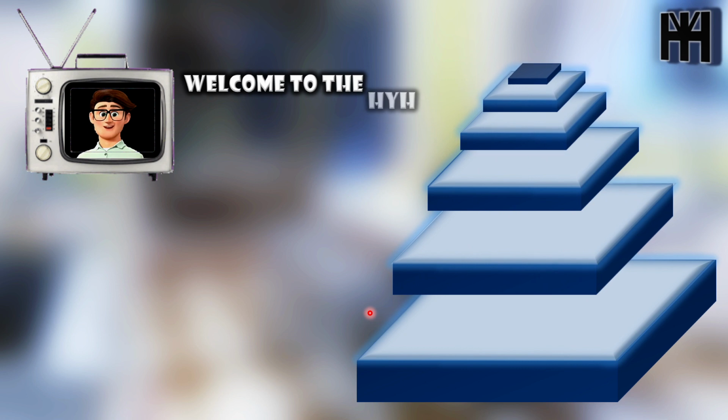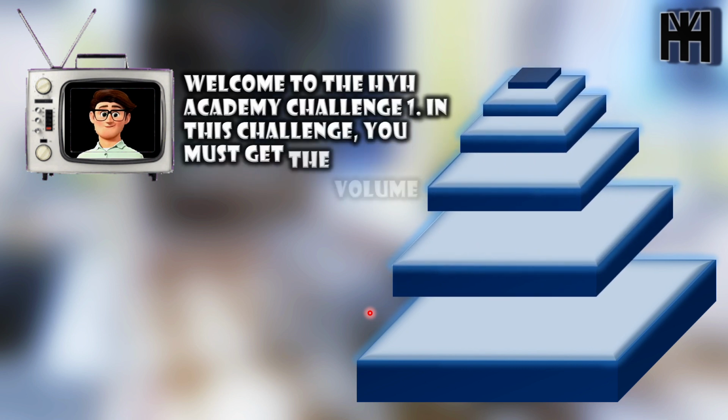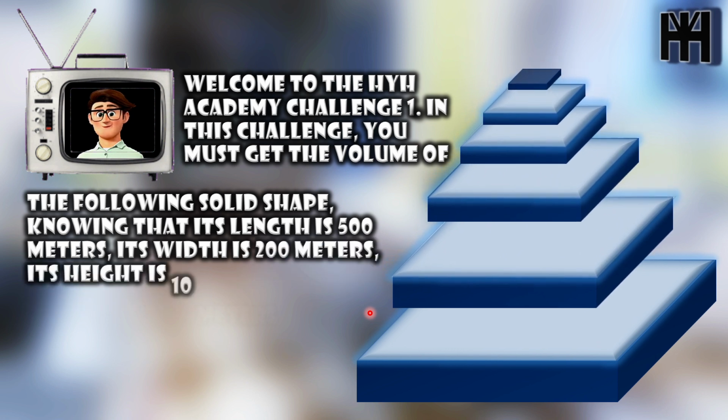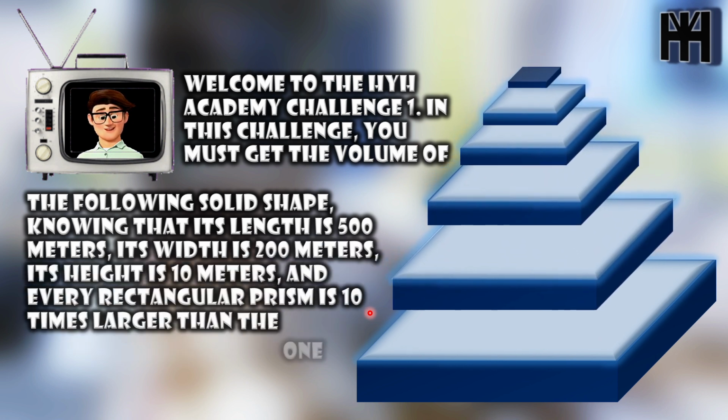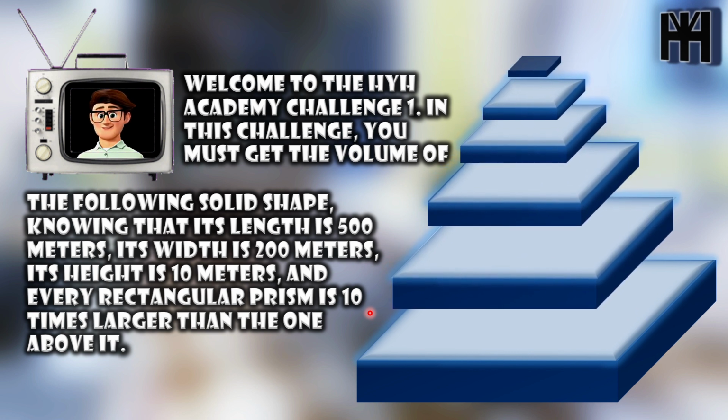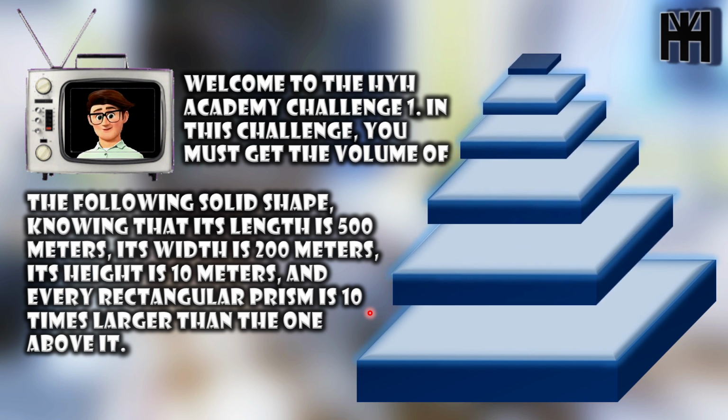Welcome to the HYH Academy Challenge 1. In this challenge, you must get the volume of the following solid shape, knowing that its length is 500 meters, its width is 200 meters, its height is 10 meters, and every rectangular prism is 10 times larger than the one above it.